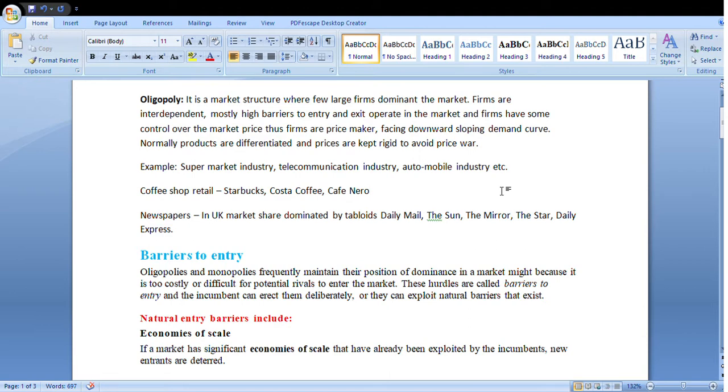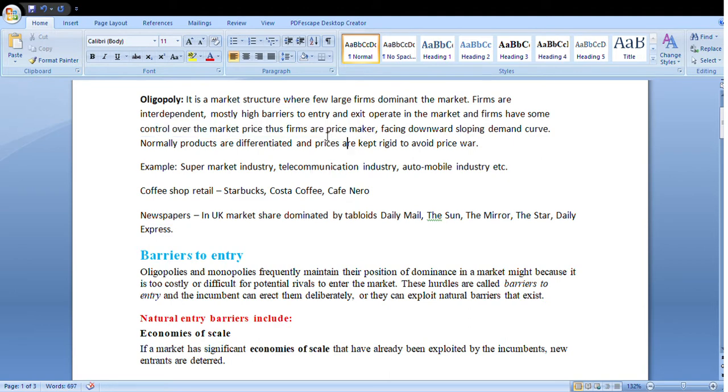Mostly high barriers to entry and exit operate in the market. So second, barriers to entry are high. It means it is not easy to enter into the market. And firms have some control over the market. Thus, firms are price makers. So here also there is price controlling power. Firms have market power, so firms can change the market price. It can increase or decrease the market price.